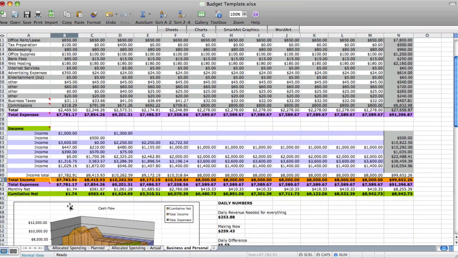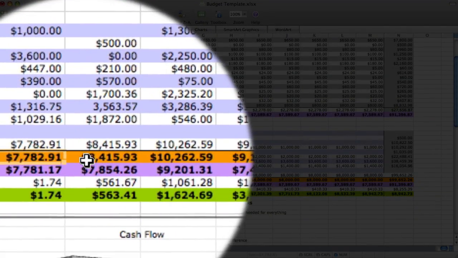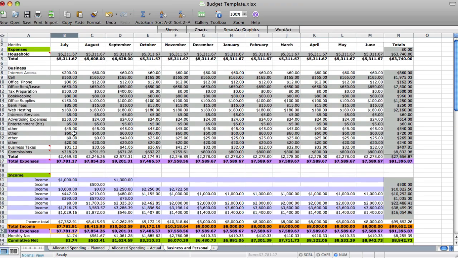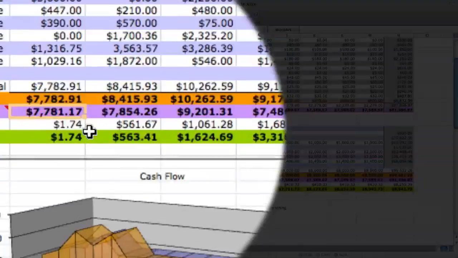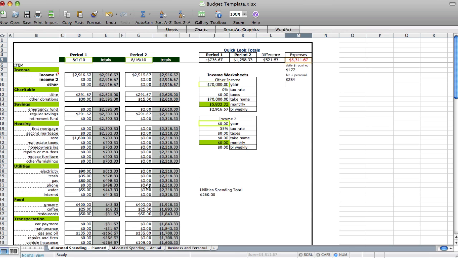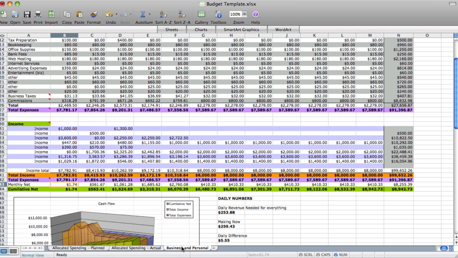In the case of July, this sample data says we're going to have total income of $7,782.91. My total expenses in this month, which are the combination of my household and business, are $7,781. So we're netting $1.74, which isn't a whole lot, but it might buy you a pack of gum and a Reese's peanut butter cup. Or you can allocate that back. You can go back to your allocated spending plan and say, I'm going to pull that slack out of my budget and put that towards something else.